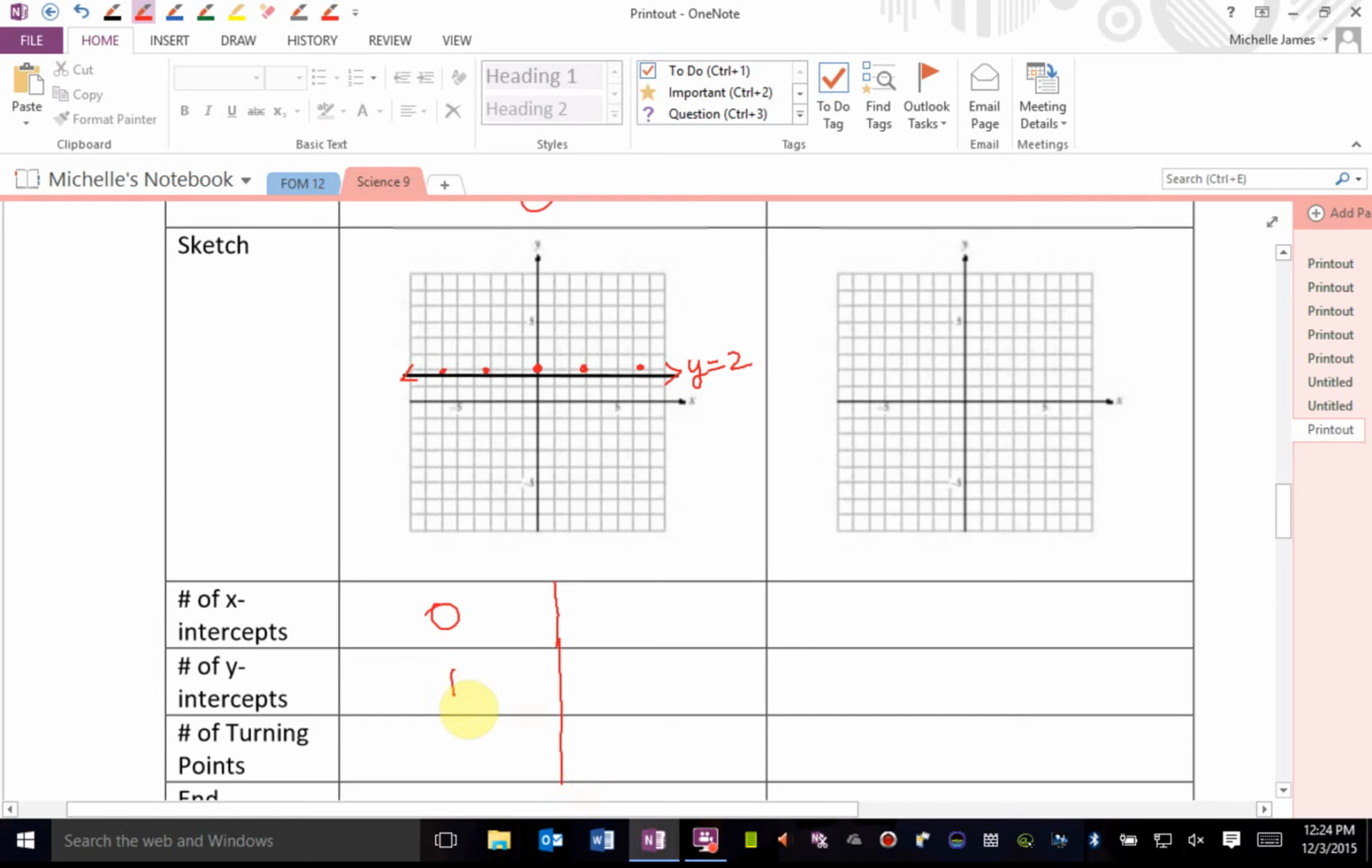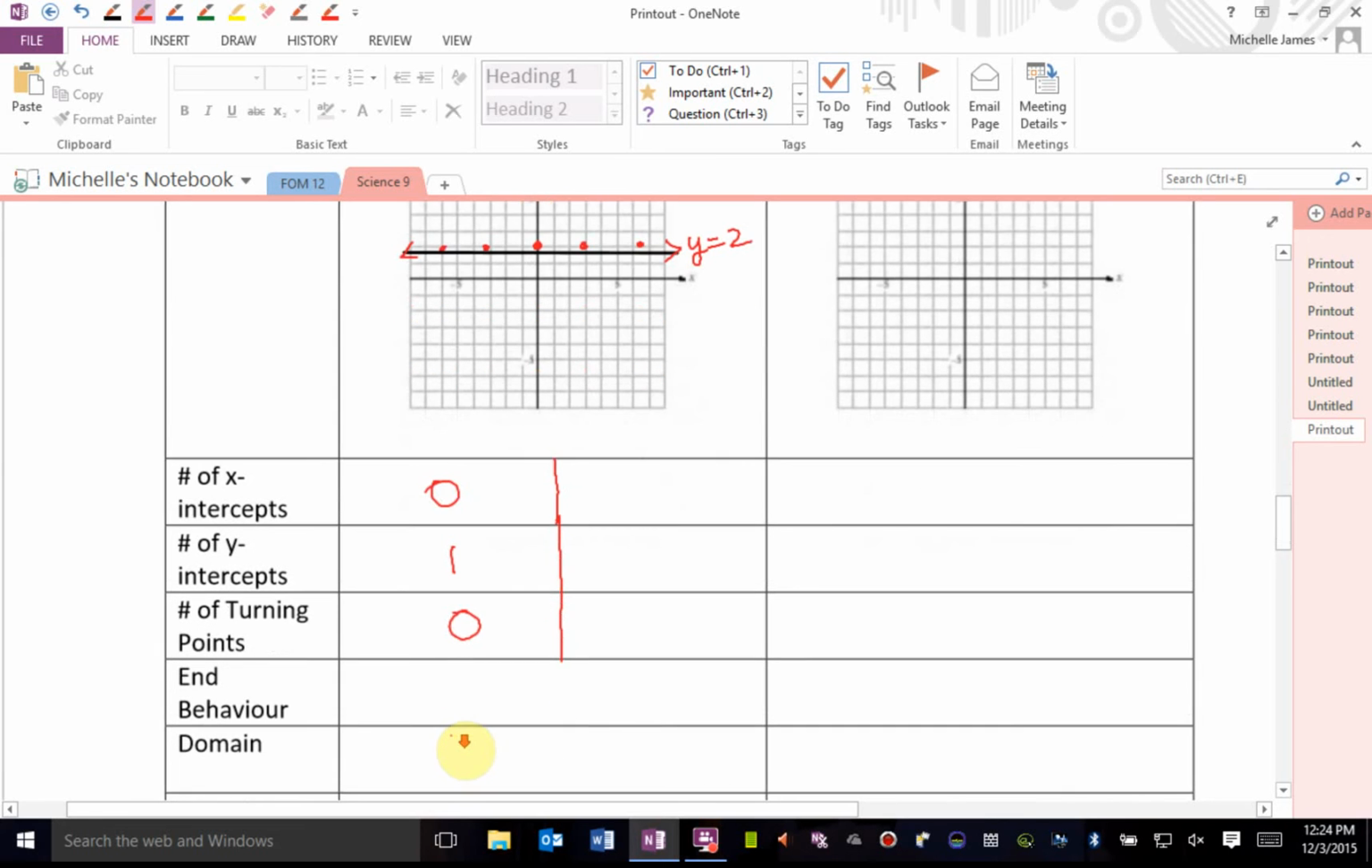1. How many turning points does it have? How many times does it change direction? None. And its end behavior, where did it start and where did it end? And remember, it's always left to right. So it started in 2 and it ended up in 1.